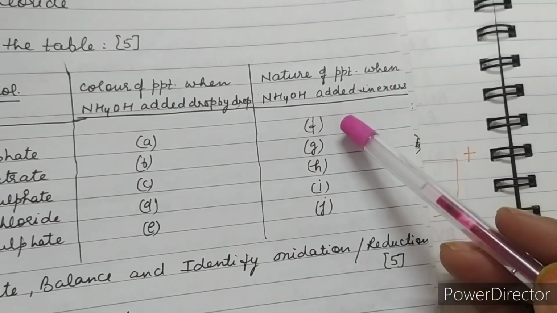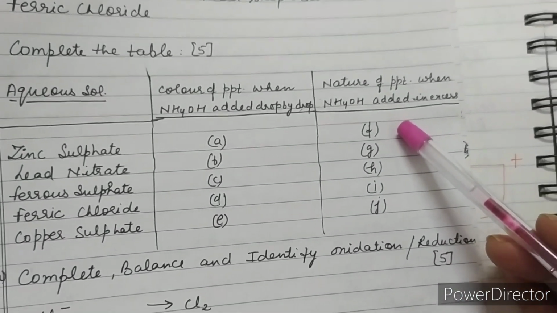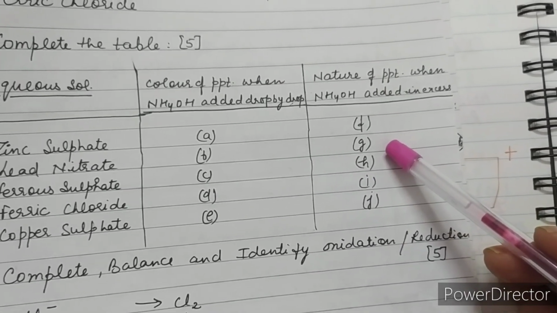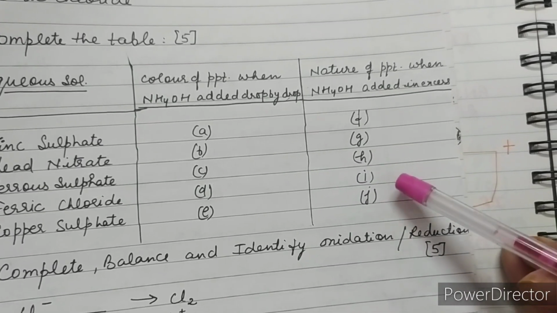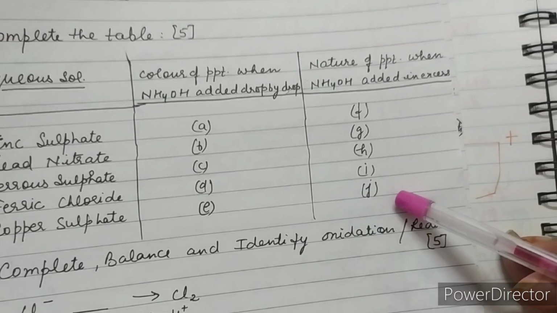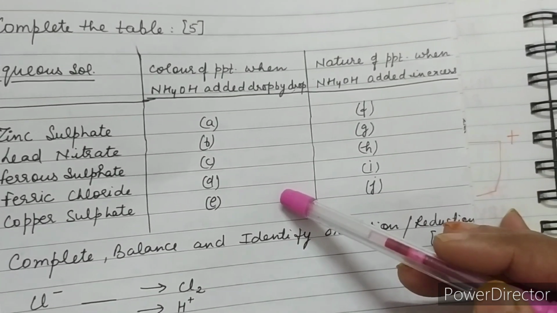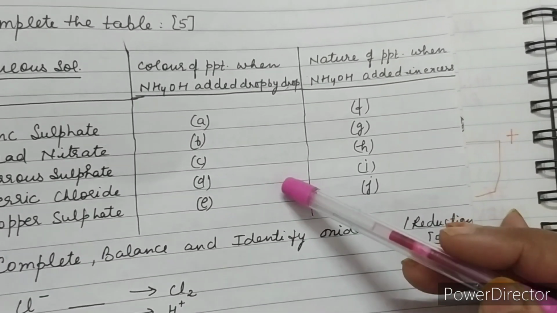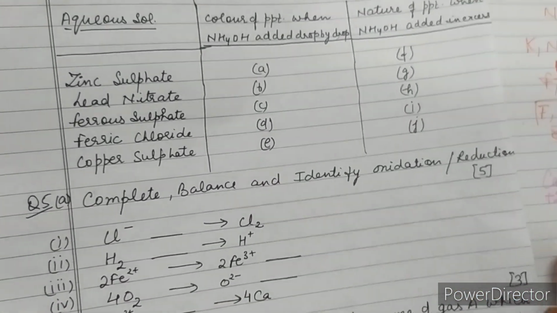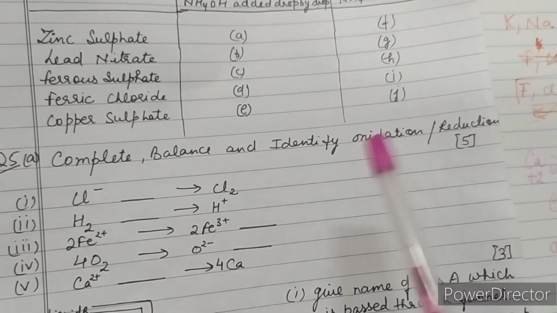And what will be the nature of the precipitate on adding excess ammonium hydroxide? Zinc hydroxide will be soluble, lead hydroxide will be insoluble, ferrous insoluble, ferric insoluble, and copper will be soluble, forming a deep blue solution. So you have to mention the solubility apart from the color of the precipitate. You have to learn both ammonium hydroxide and NaOH. Any one can be asked in the paper, even in observation or equation based questions. They can ask you any one of the following.